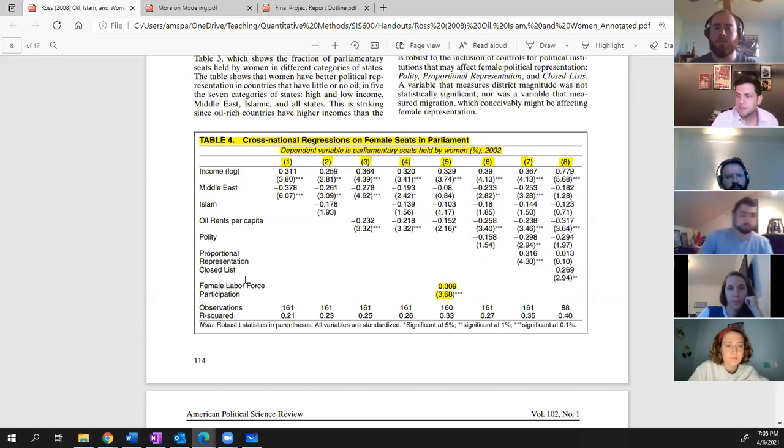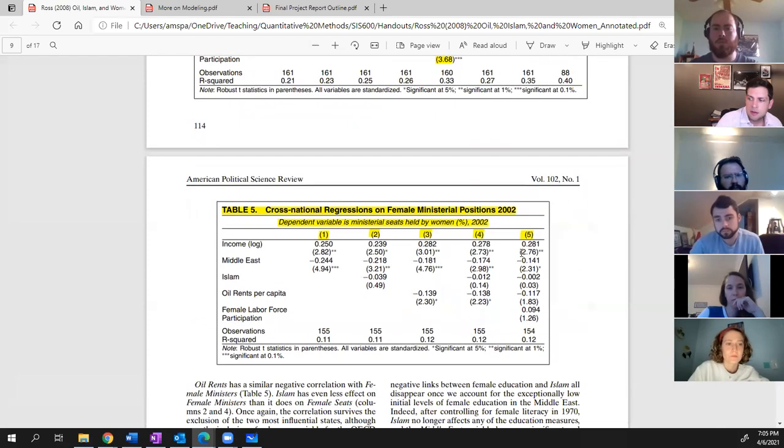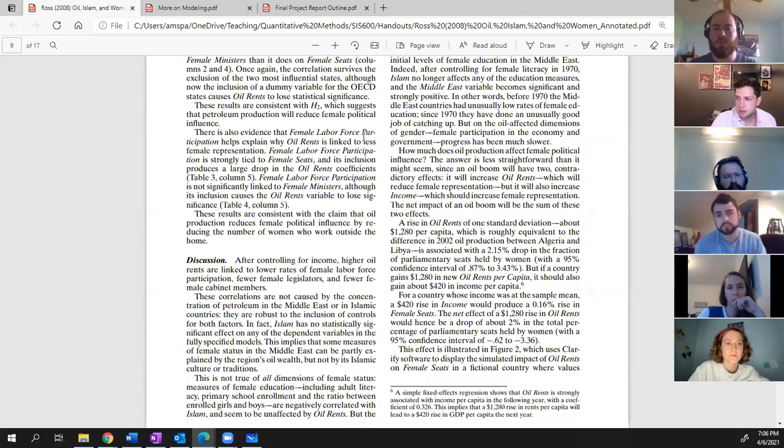And notice what we observe, right? That as women's labor force participation increases, women's representation in parliament also increases. So he's extracting out that effect, right? The fact that as women's labor force participation goes up, so does women's representation in the parliament. And even when we control for that relationship, we still see this relationship between oil rents and women's representation in the parliament as a negative one, as he expected. Then he brings in some other things like the polity scores, and different forms of representation. Okay, and then the same thing for the ministerial positions.